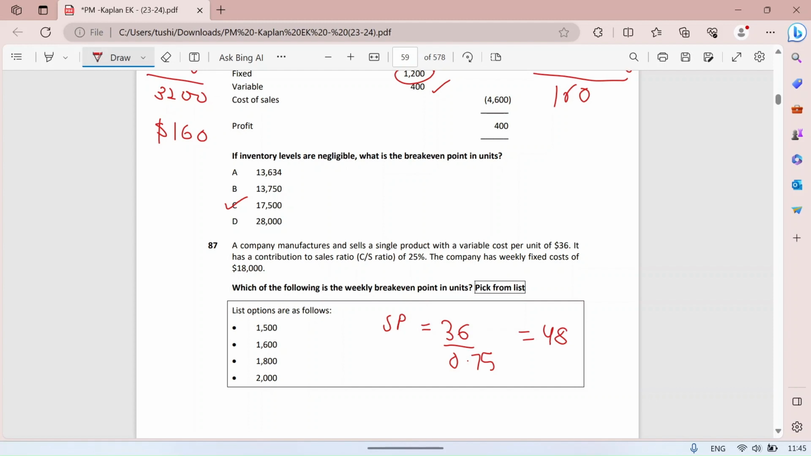So with this we can also verify whether or not our answer is right. So if you take out 25% of 48, let me just do that on my calculator.